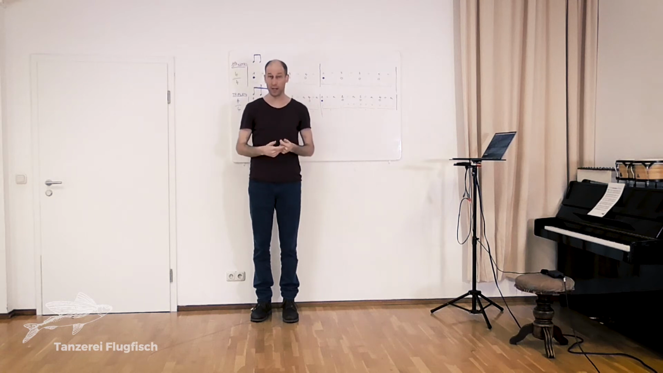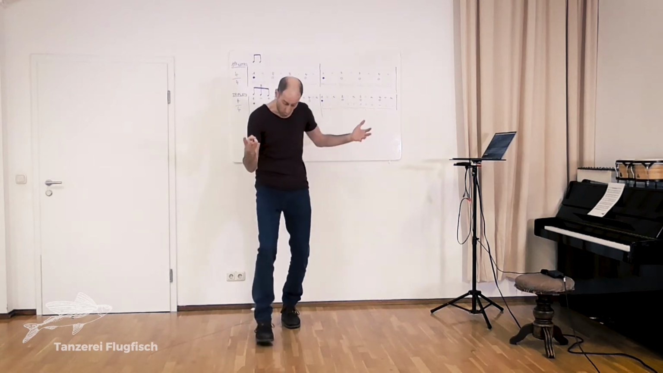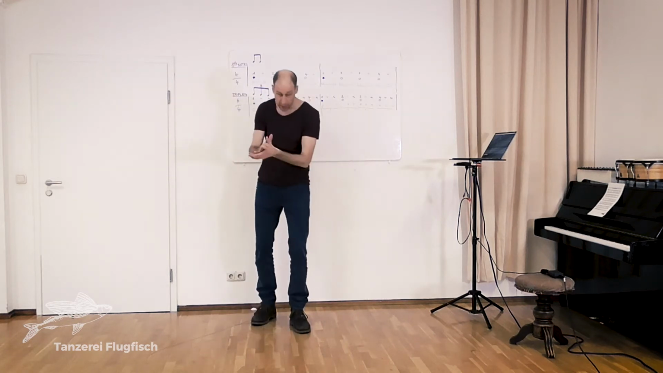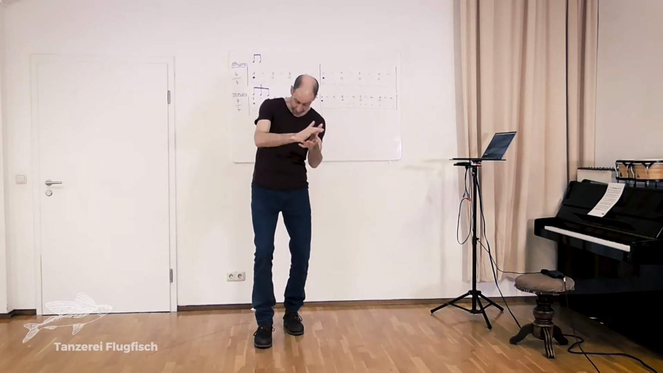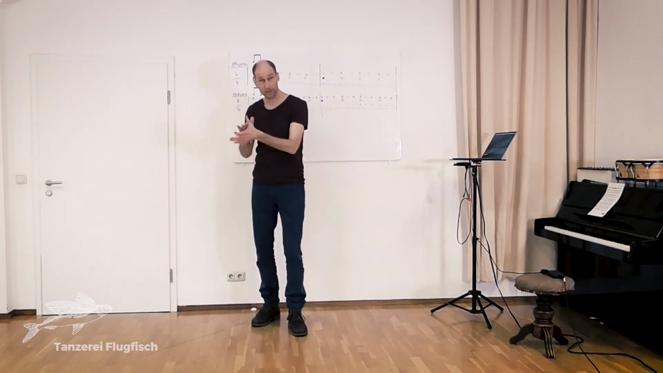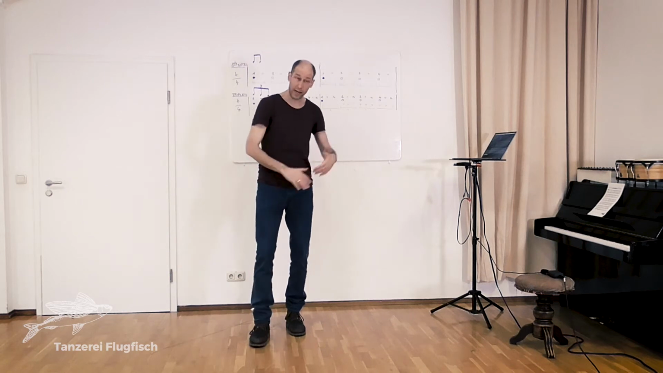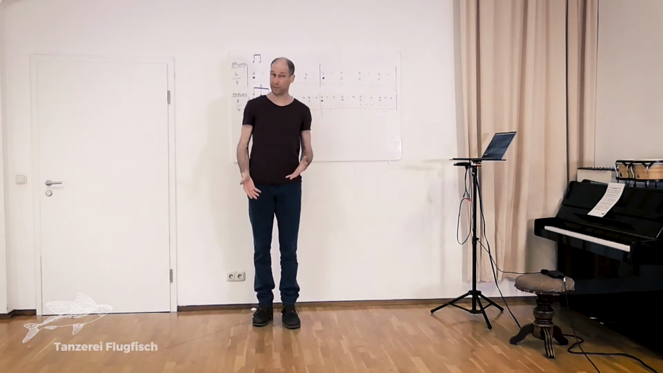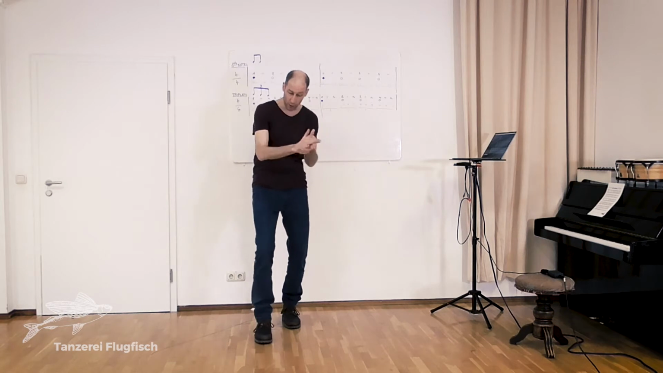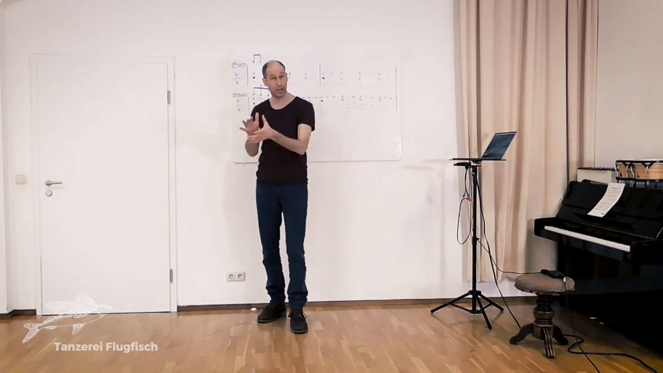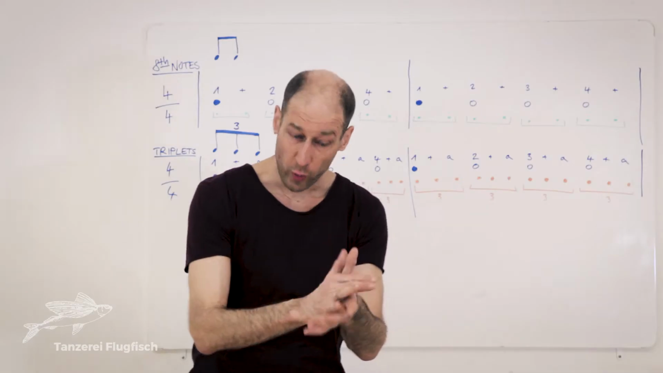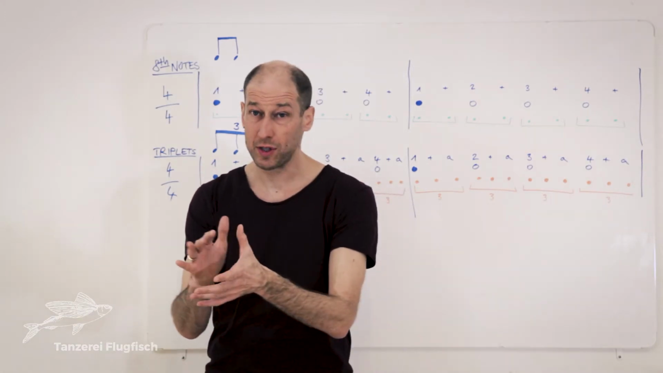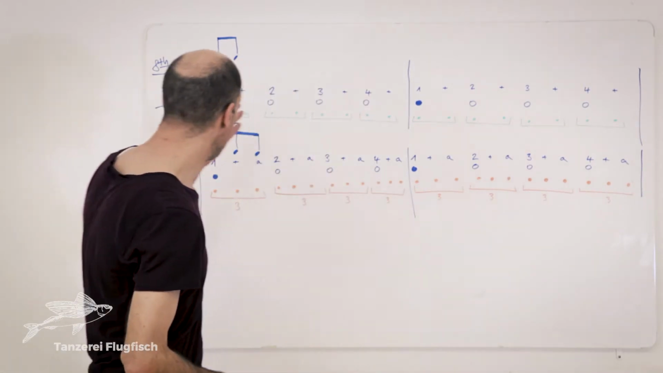And we have learned that in the triplet grid we subdivide the beat into 3 subdivisions, 1 and 2 and 3 and 4 and, like this. And in an eighth note grid we subdivide the beat into 2, like this, 1 and 2 and 3 and 4 and, where I now have 2 claps to each beat. And it's still on the board here.